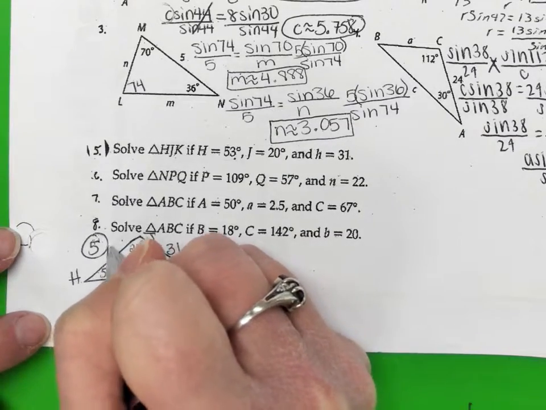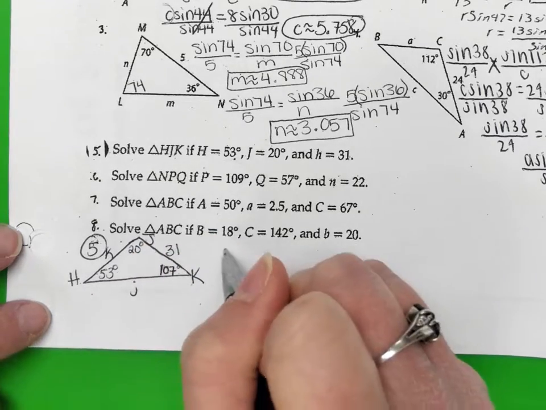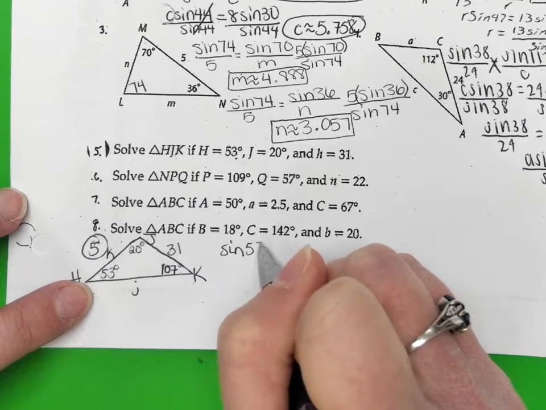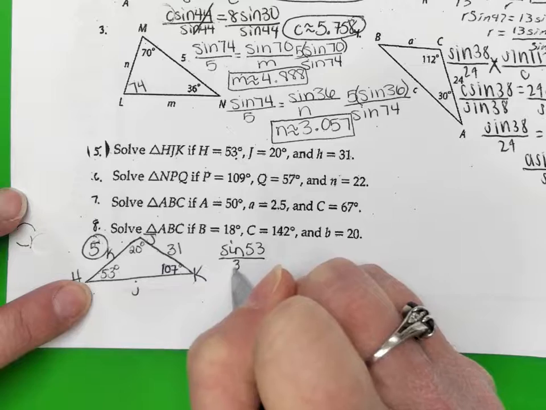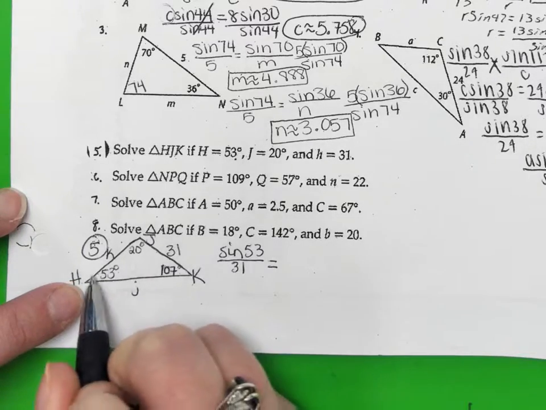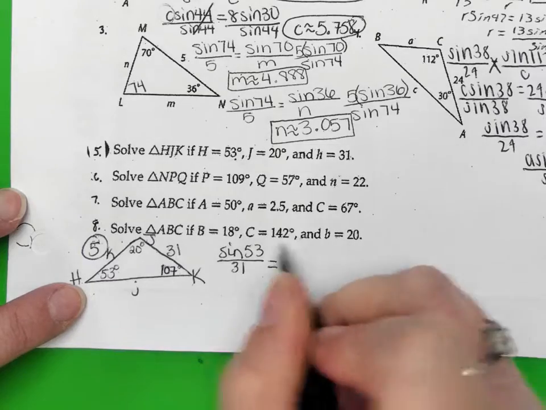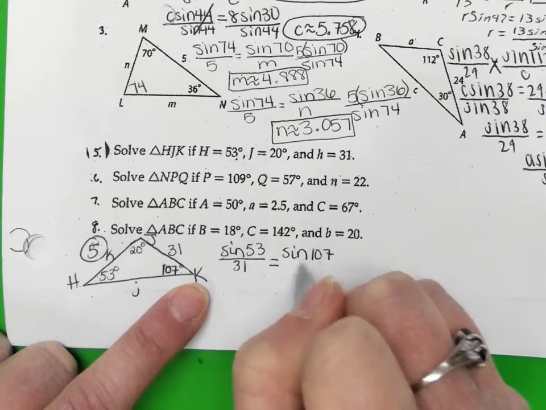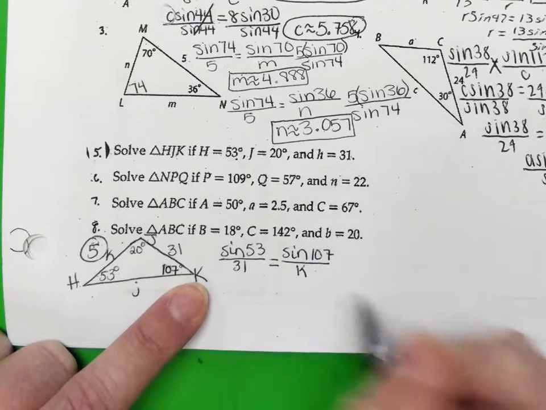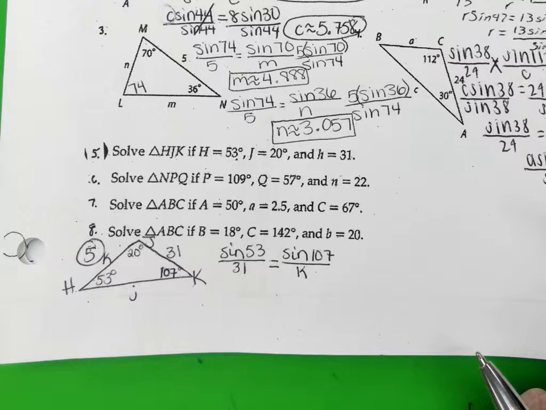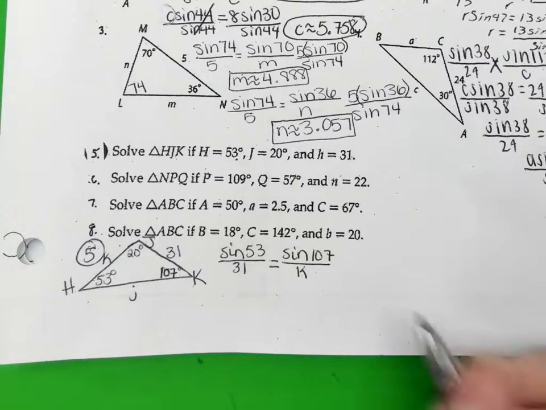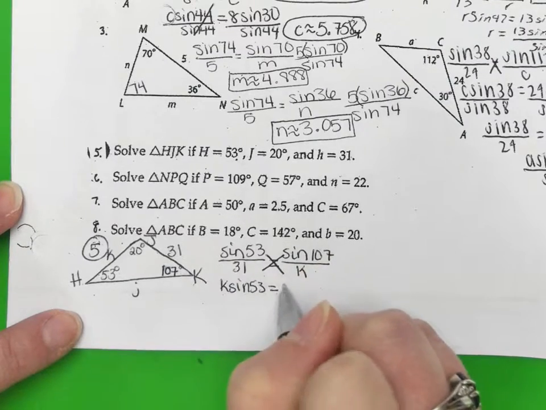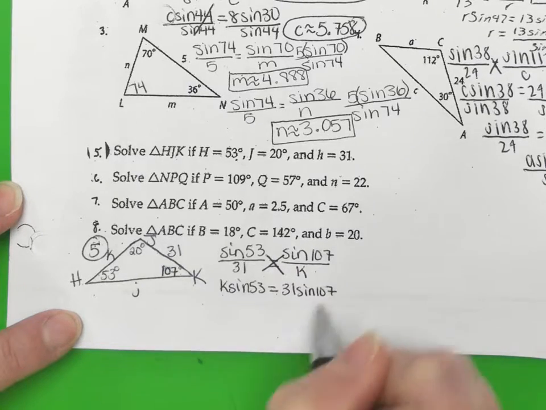Alright, so let's see. This would be side K, and this would be side J. So what do you want to do? Sine of which angle? Sine of H is 53 over side H is 31. Got to use the one you know first. Okay. Alright, so which one do you want to find first? Okay. Alright, so it'd be sine of 107 over side K. Are y'all okay so far? So the only thing different about these is that you just have to draw a triangle. Alright, so let's multiply. That would be K sine of 53 equals 31 sine of 107.